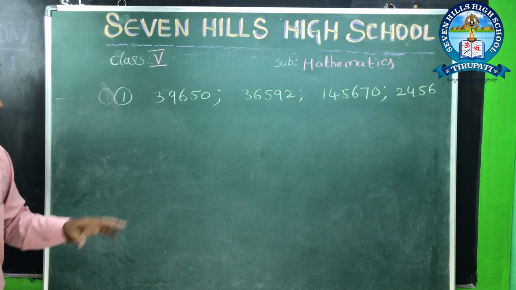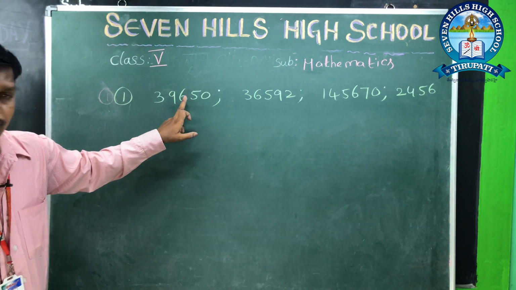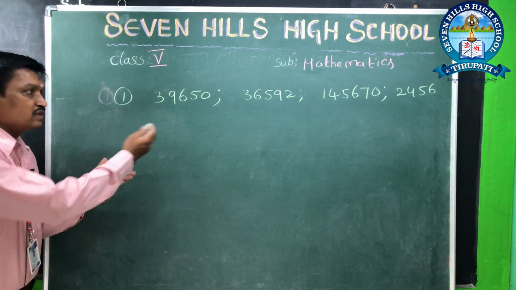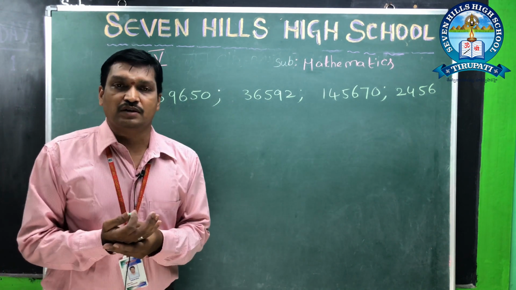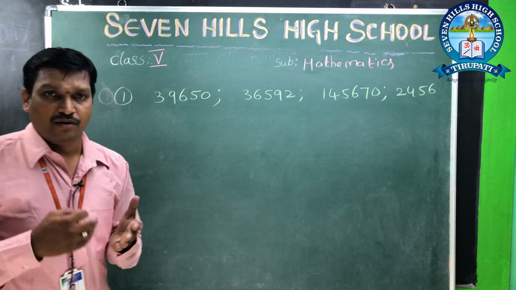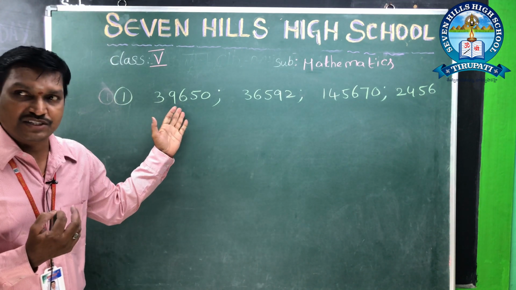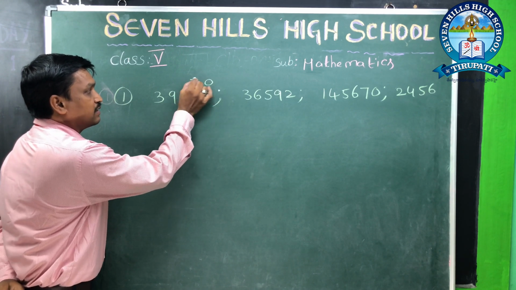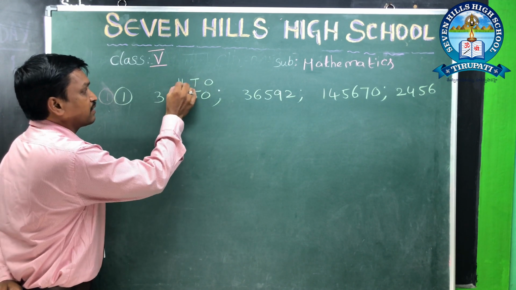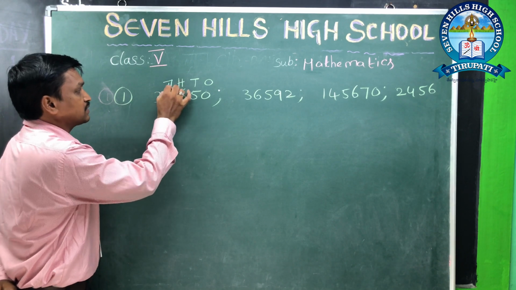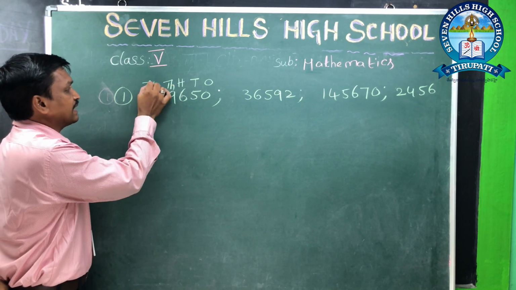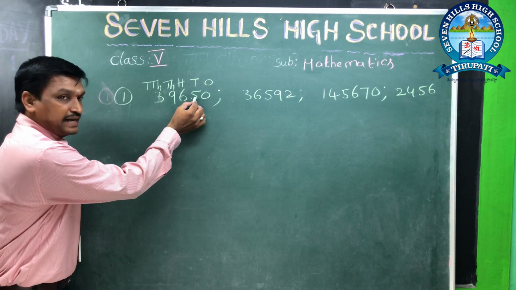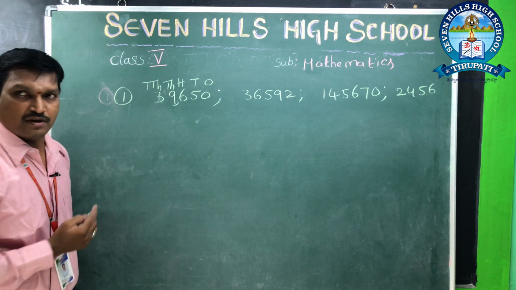Yes. See here, they have given four numbers. Now, first of all, before arranging in ascending order, we can separate each digit. See here: ones, tens, hundreds, thousands, 10,000s. So, ones, tens, hundreds, we can keep the comma here.